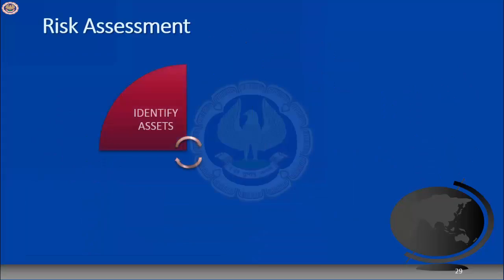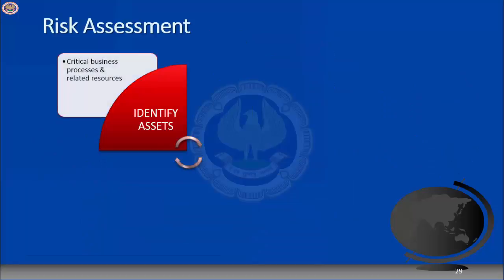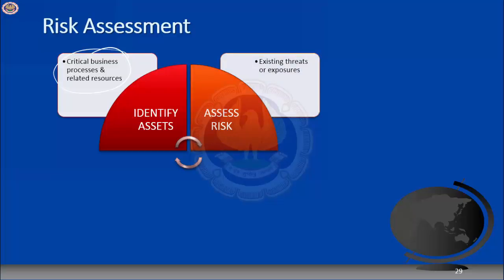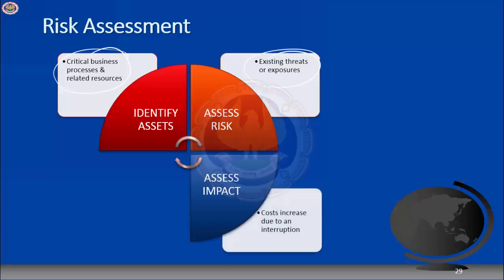Let's look at the risk assessment. You identify the assets, and you also look at the critical business processes and the related resources. You assess the risk, which means you look at the existing threats and the exposures, and assess the impact on account of that.